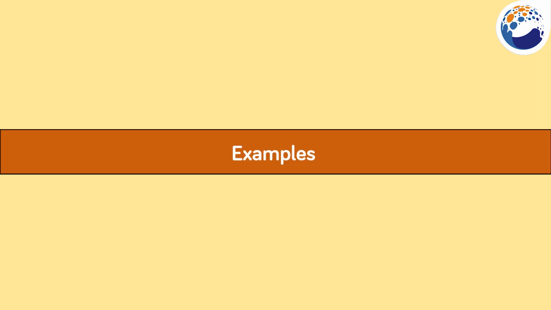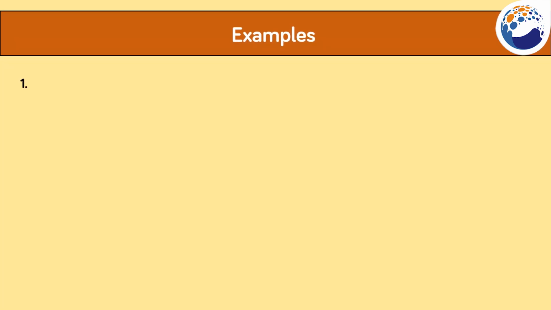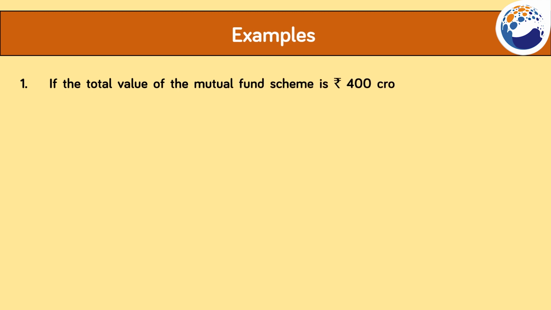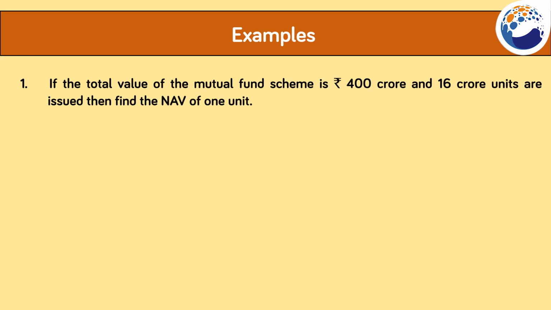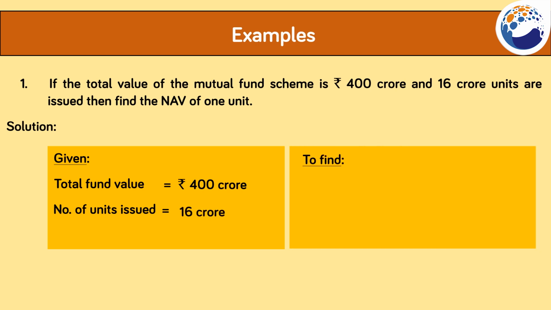Examples based on mutual fund. 1. If the total value of the mutual fund scheme is rupees 400 crore and 16 crore units are issued, then find the NAV of 1 unit. Given: total fund value is equal to rupees 400 crore, number of units issued is equal to 16 crore. To find NAV of 1 unit.